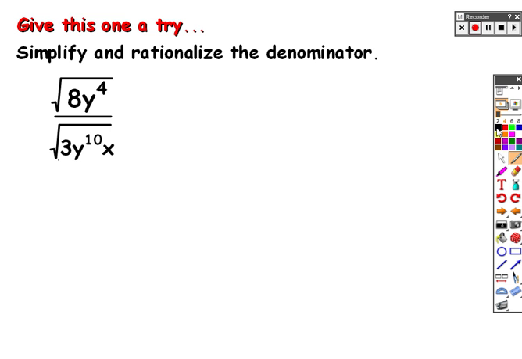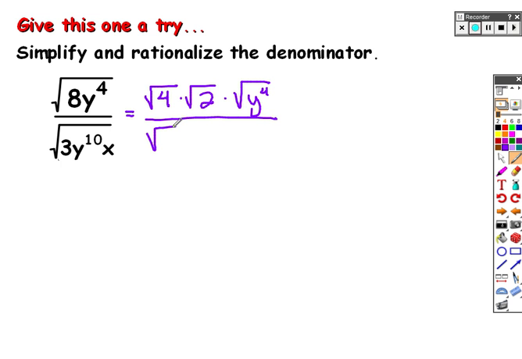I don't know how you approach this problem. You may have just combined this all under one radical right away, so maybe you did something like this. I'm actually going to clean it up before combining it, and we should end in the same place if you went a different route. So the square root of 8 would be like the square root of 4 times the square root of 2, and then I have the square root of y to the 4th. In the denominator, I have the square root of 3, the square root of y to the 10th, and the square root of x.